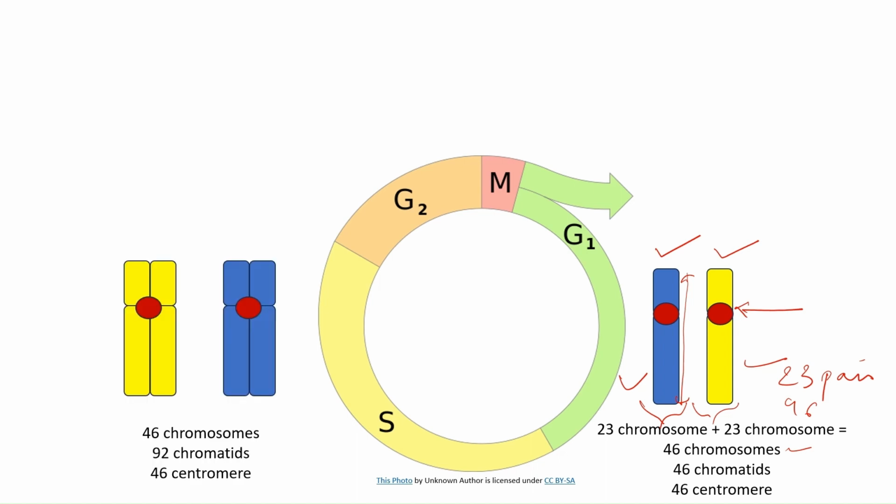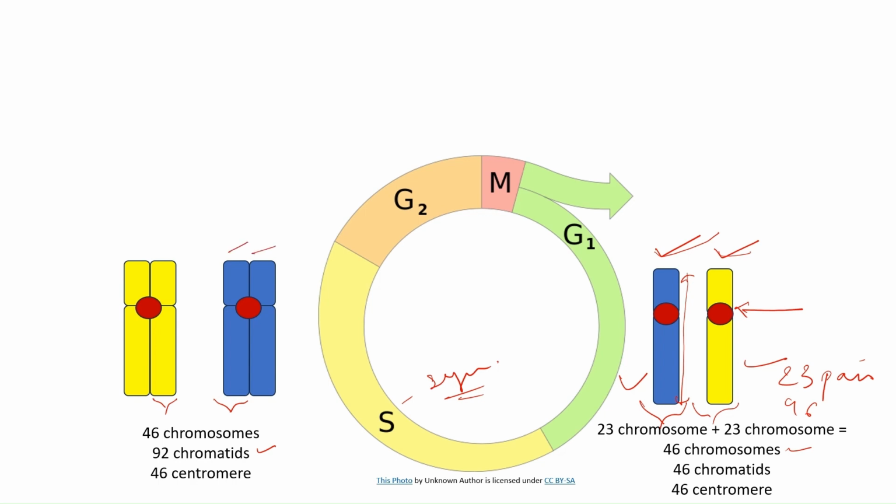Now what happens in S phase? S phase means synthesis phase. Here DNA replicates. Our chromosomes replicate. This father's 23 will replicate, and this mother's 23 will also replicate. So now how many chromatids? Earlier it was 46 chromatids, because the blue one and the yellow one were all single. So 46 chromosomes, 46 chromatids. But after replication, we now have two chromatids in each chromosome.